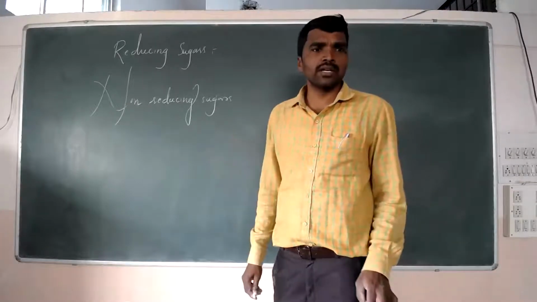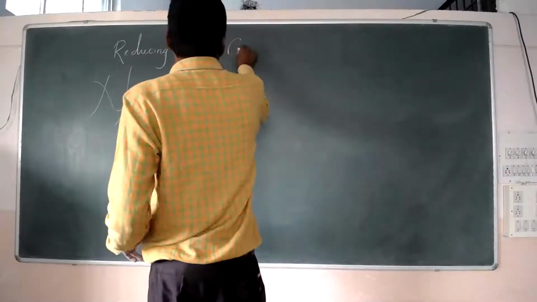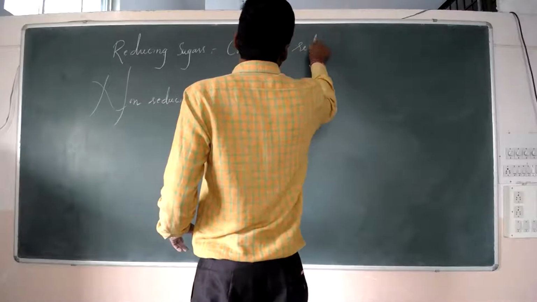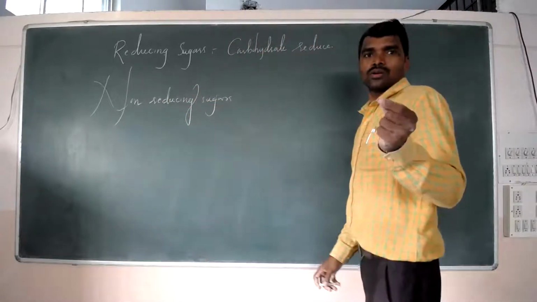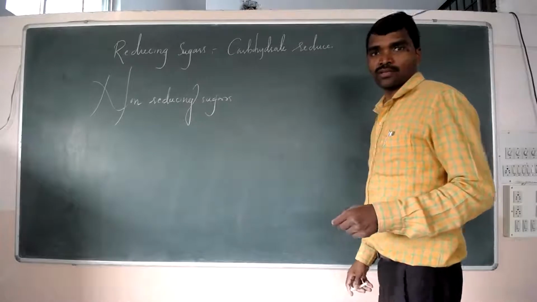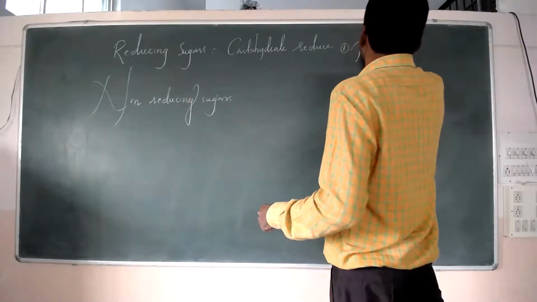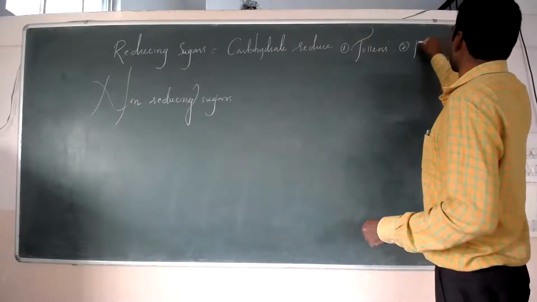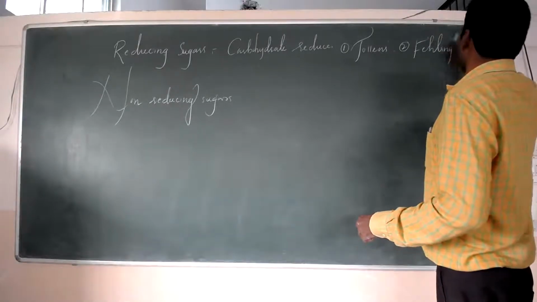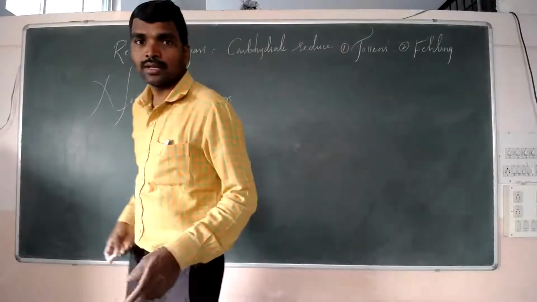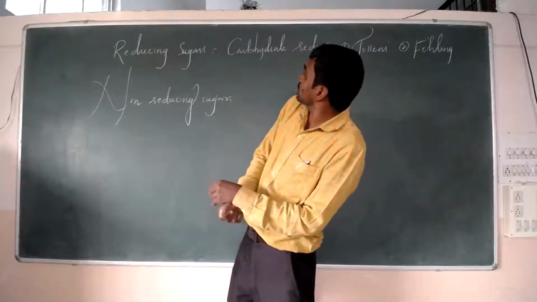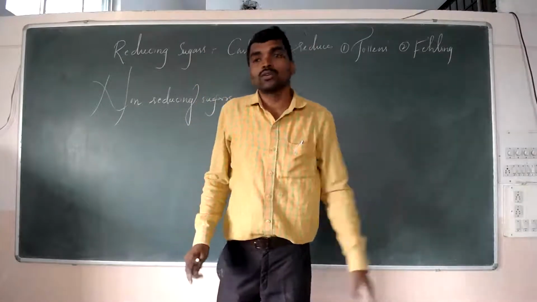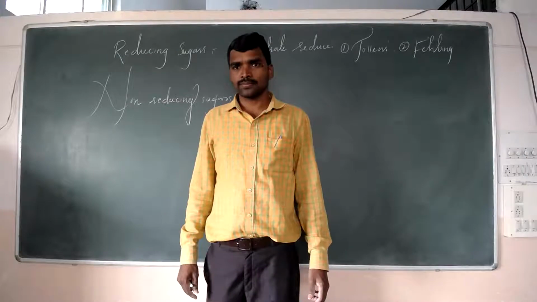Whatever carbohydrates reduce the two reagents, one is Tollens reagent, another one Fehling's reagent. Tollens reagent and Fehling's reagent. Whatever carbohydrates reduce the Tollens reagent as well as Fehling's reagent, those are said to be reducing sugars.